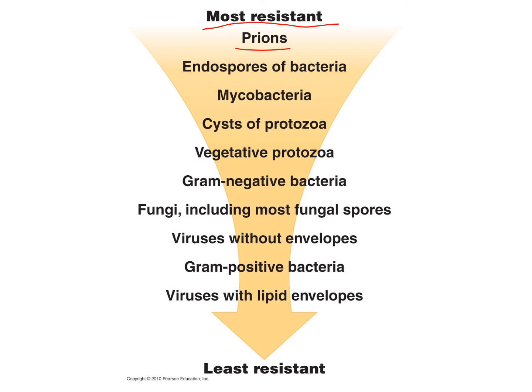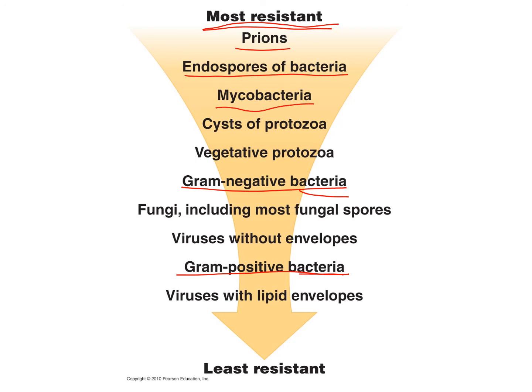Going down, if you compare the endospores of bacteria to the different types of bacteria, endospores are obviously more resistant. They are the protective structures of certain types of bacteria, the Clostridium and the Bacillus. So they should be more resistant than the gram-negatives and the gram-positives. Looking at the bacteria, gram-negatives are more resistant than gram-positives, because the gram-negatives have that outer membrane, which can prevent chemicals from getting into the cell and having negative effects.